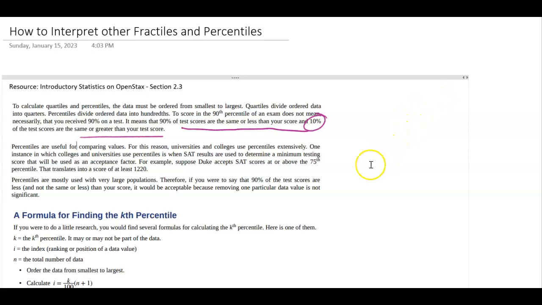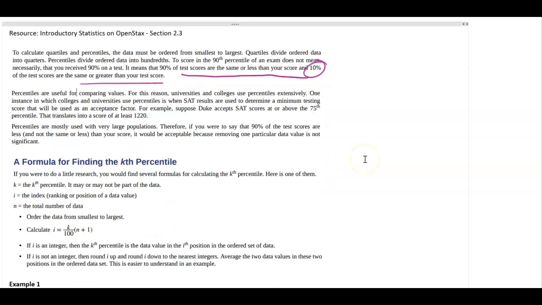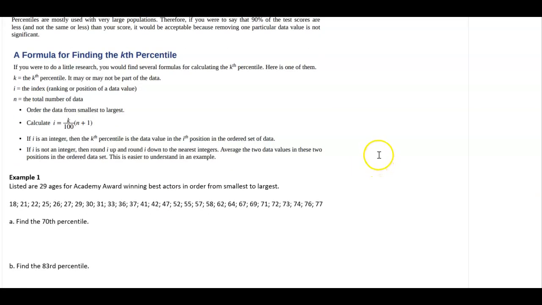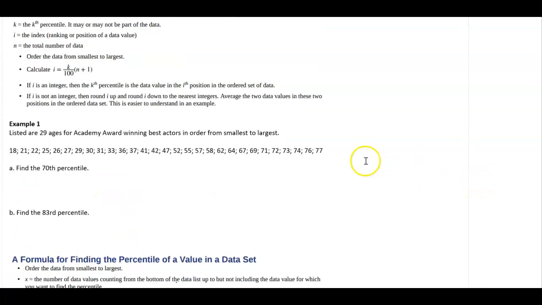Percentiles are really useful for comparison. For example, Duke only accepts SAT scores if you're in the top quarter of SAT scores. It's very useful with large populations just to know how the ordering and what the population looks like when we use percentiles. So here is what the OpenStax text says about how to find percentile rankings. Let's use that here in an example.